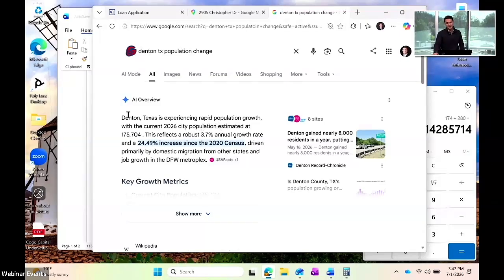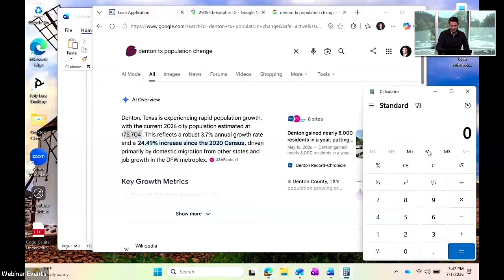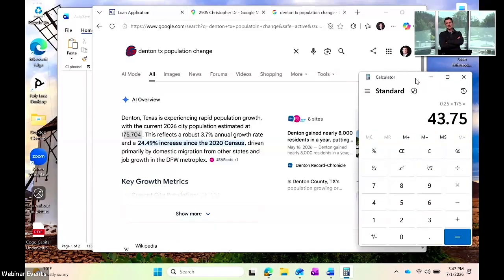Here we can see that Denton, Texas is experiencing rapid growth, a 24.5% increase since 2020, and it's a city with a population of 175,000 people. I mean, my goodness, what is that? So 0.25 times, let's just see what that is, 175. Are you telling me they added 40,000 people in the last 6 years? I mean, what a fantastic housing market to be doing business in.